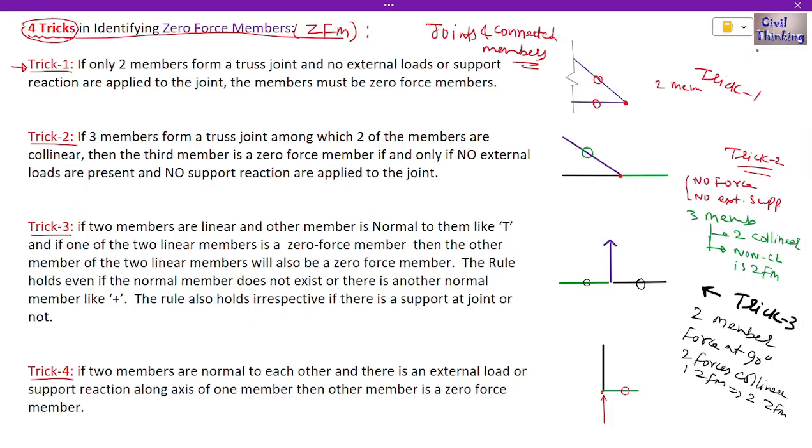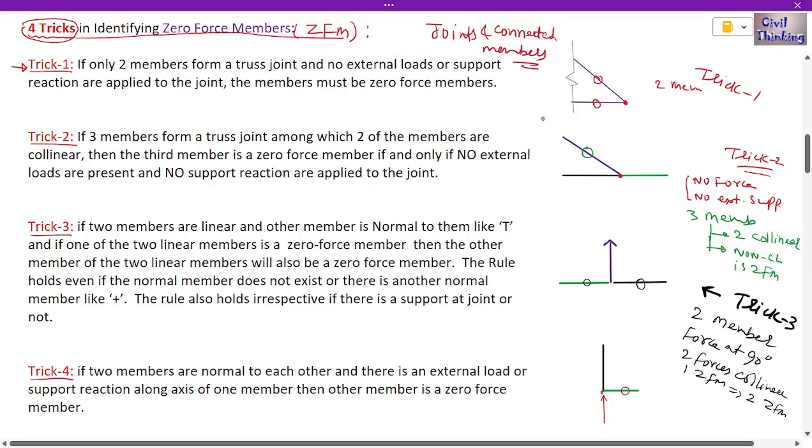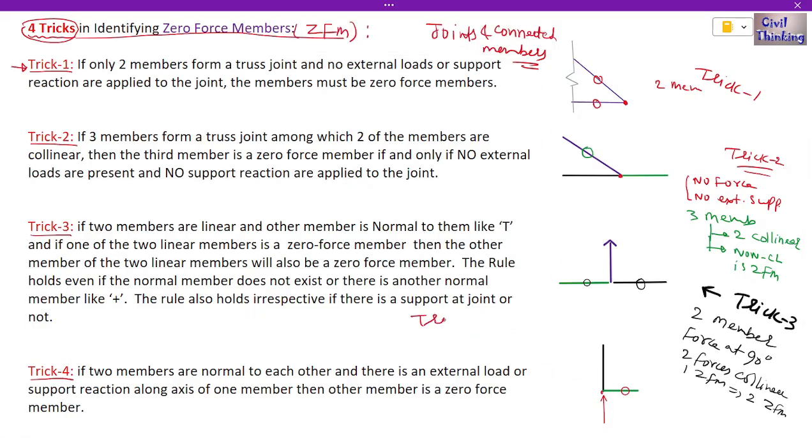Now let's talk about trick 4. Now we have two members, as you can see, the black and the green, two members. And we have some external force or support along the axis of one member. Because this force is along the black member, it means the other member perpendicular to this force is a zero force member.